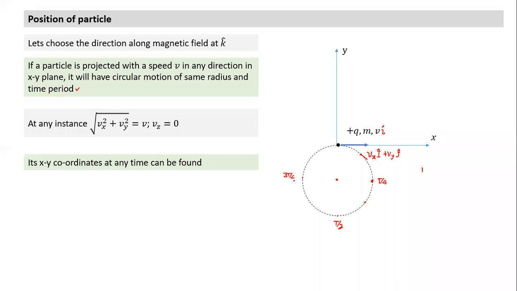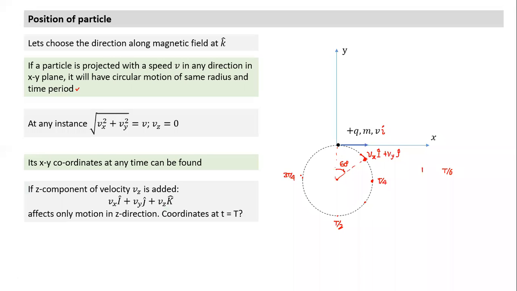In a similar way, if you have to find the position at T by 6, starting from here, what will happen? T by 6 means it will cover 1/6 of the circular motion. So the angular displacement will be equal to 60 degrees. From here it will move and reach this point. So this is the point at T by 6. So we can find its coordinates at any instance of time in terms of capital T. Okay, this part is so far fine.